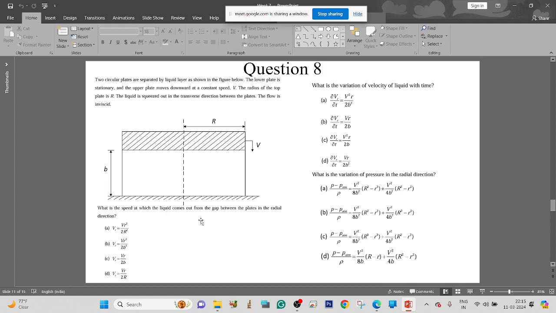What about the next question? Variation of pressure in the radial direction. Remember, we will apply the unsteady state Bernoulli equation here. So the unsteady state term will also be coming here.